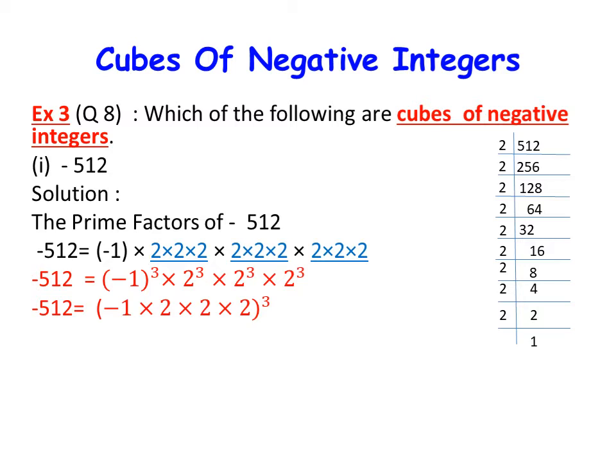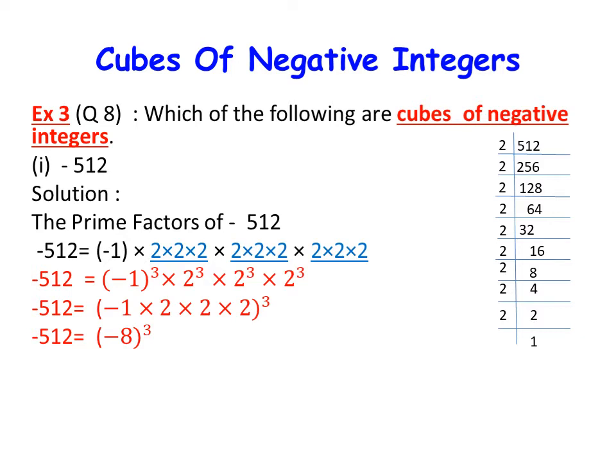As we discussed, a negative base raised to an odd power will give you a negative result. So if it is minus 1 cube, you will again get minus 1. Then following the laws of exponent, we have written them under a single power. In this case, we have the same powers, but here minus 1 is a different base. Now, as we are finding whether the number is a cube of a negative integer or not, you will see that minus 512 is equal to minus 8 cube. All the factors are grouped into triplets.